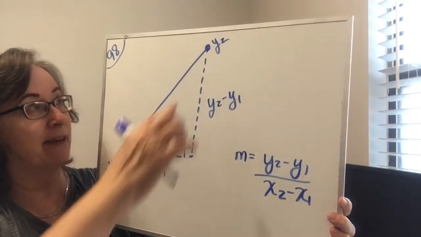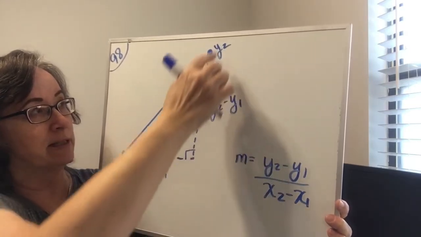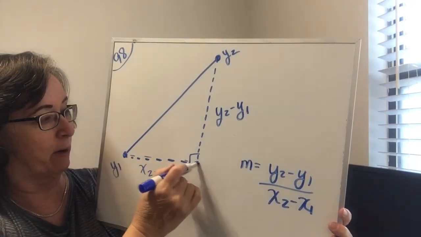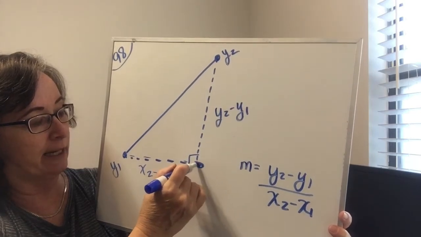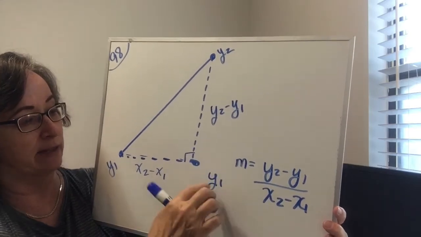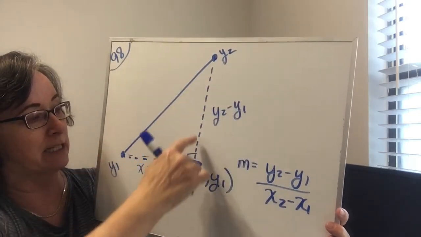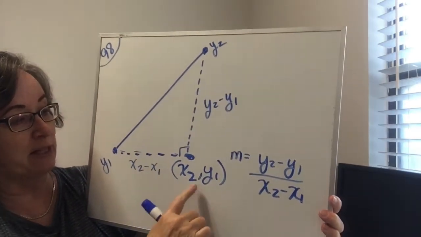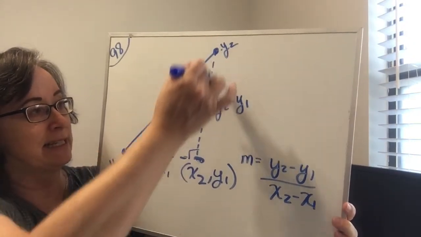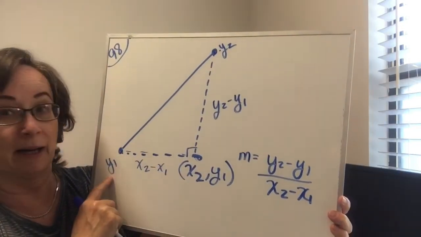Because if this one is y2 up here, this distance between the two is y2. And then this one, even though y1 is way over here, this point right here will be the same y value because it's the same height. So it'll be y1. But guess what? This one right here will be the same x value as number 2. So this third point at the right triangle will be x2, y1. So this distance will be y2 minus y1, but this distance here will be x2 minus x1.